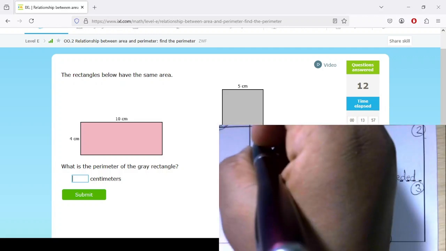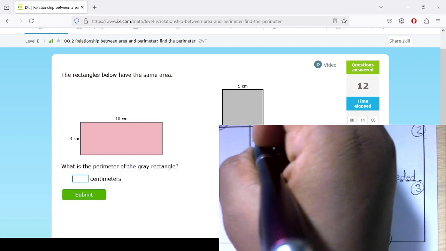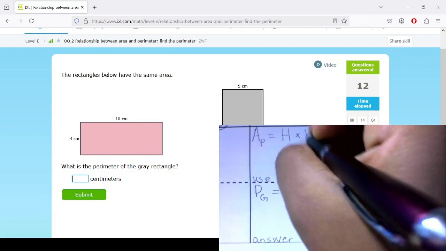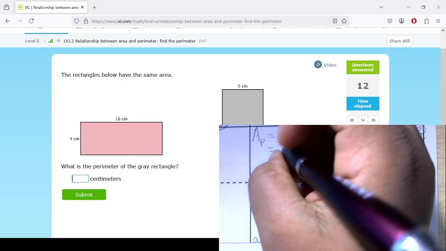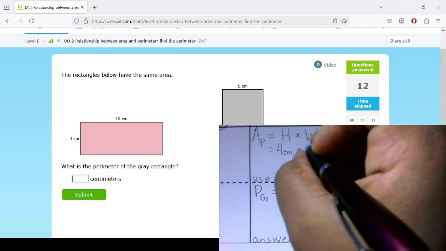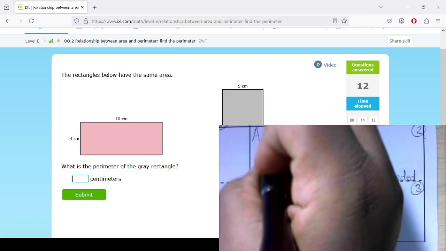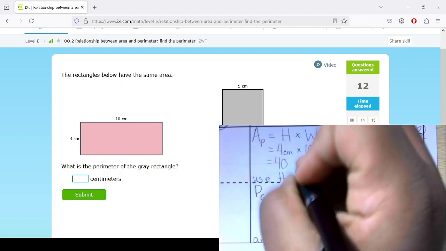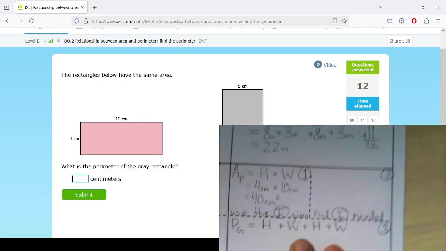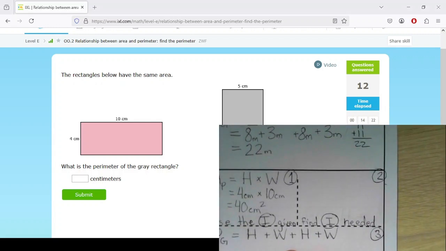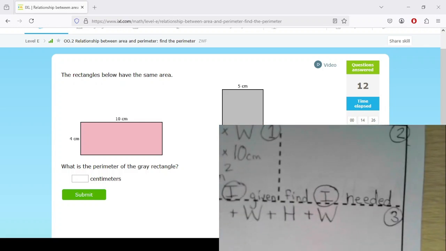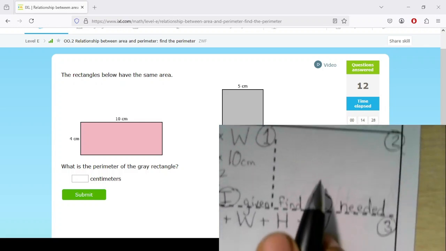The area of the pink rectangle is calculated by multiplying the height dimension by the width dimension. The height is 4 centimeters. The width is 10 centimeters. So that area is 40 square centimeters. So I can also, I don't have to use multiplication. I can rewrite when it's time for me to find the information needed here in step 2.